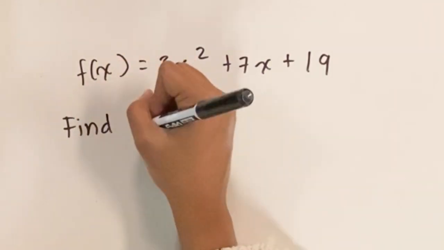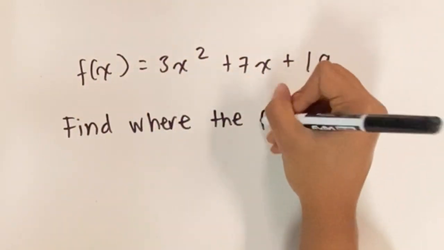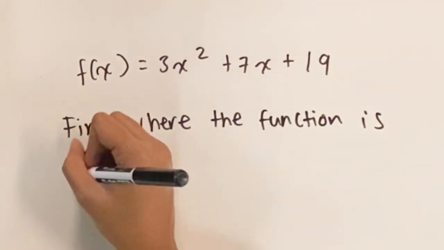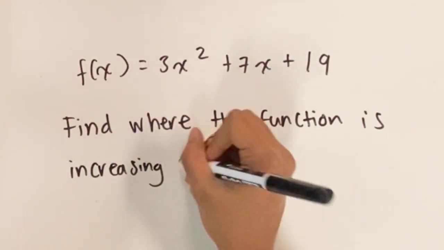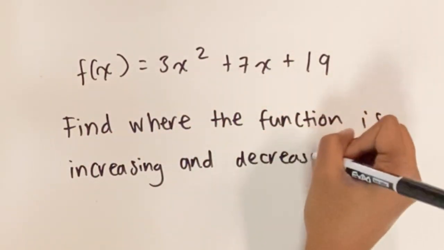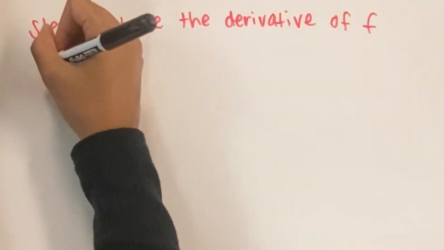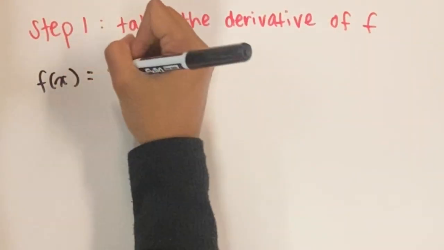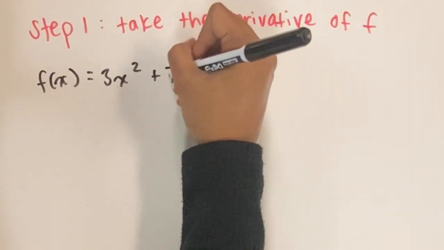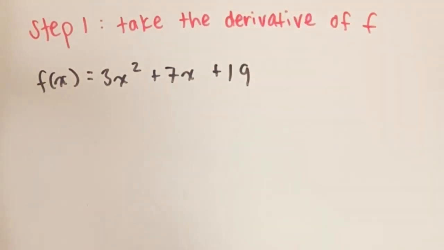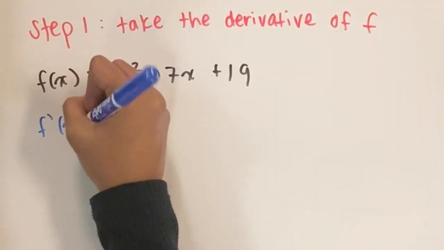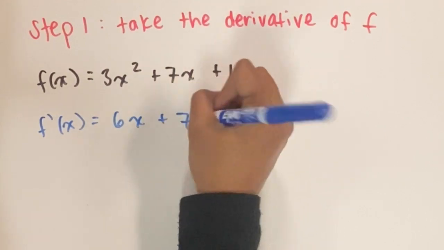Example 1. f of x equals 3x squared plus 7x plus 19. Find where the function increases and decreases. Step 1 is to take the derivative of f of x. To do this, we can use the power rule. This gives us f prime of x equals 6x plus 7.